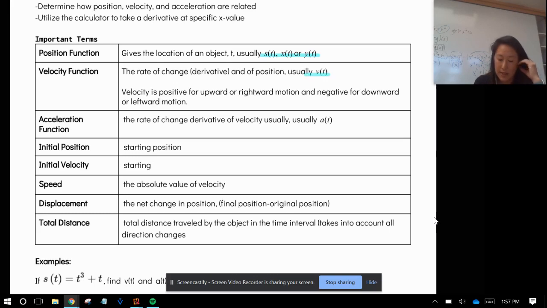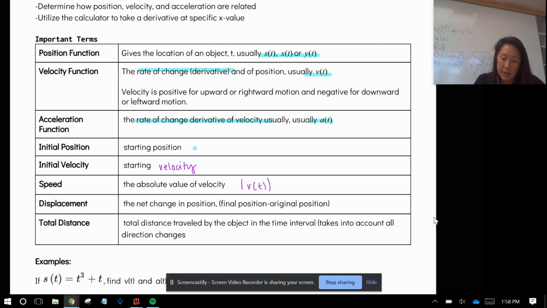Velocity is v of t. It is the derivative of the position. The derivative of velocity we call acceleration. And an initial position would be the starting point. The initial velocity is the starting speed. And then speed is the absolute value of velocity.